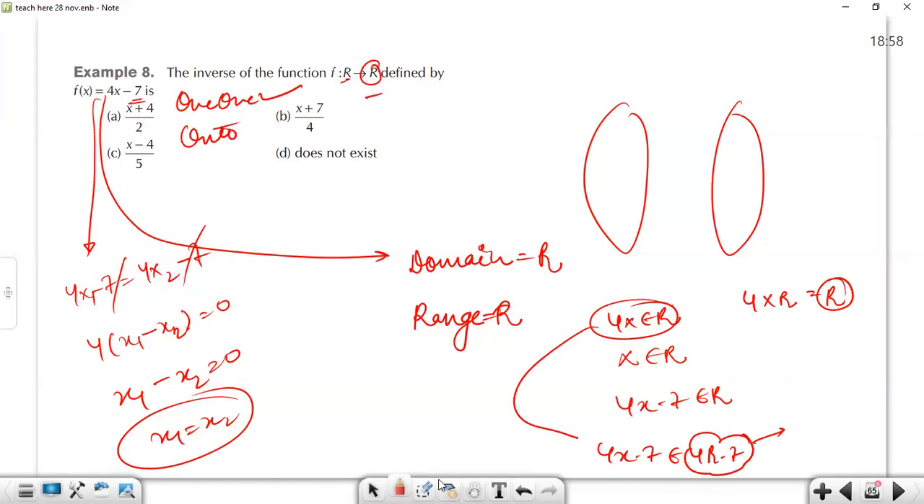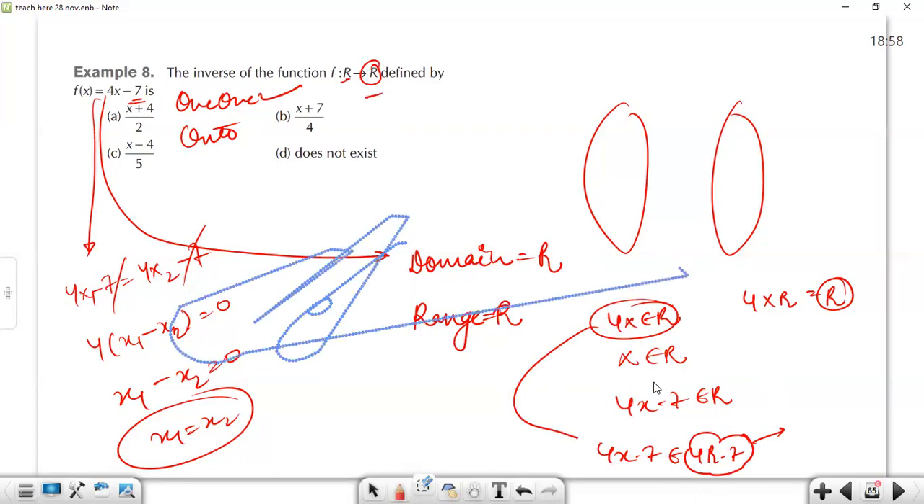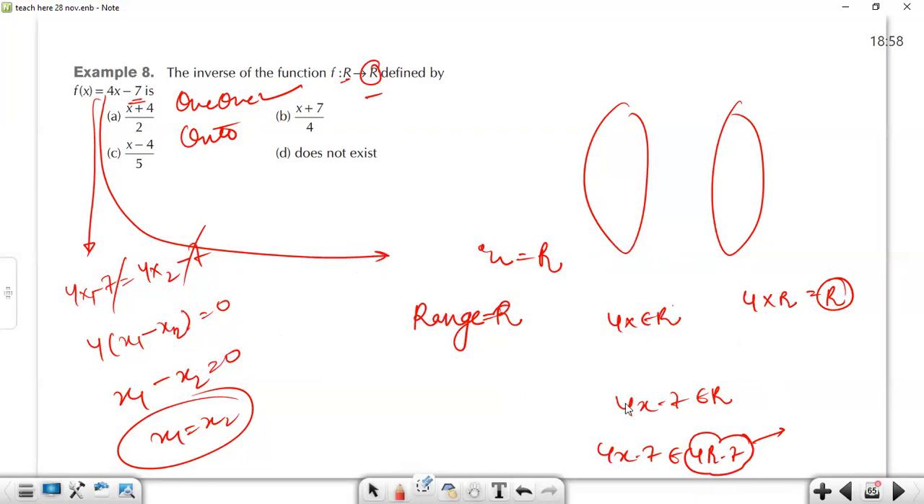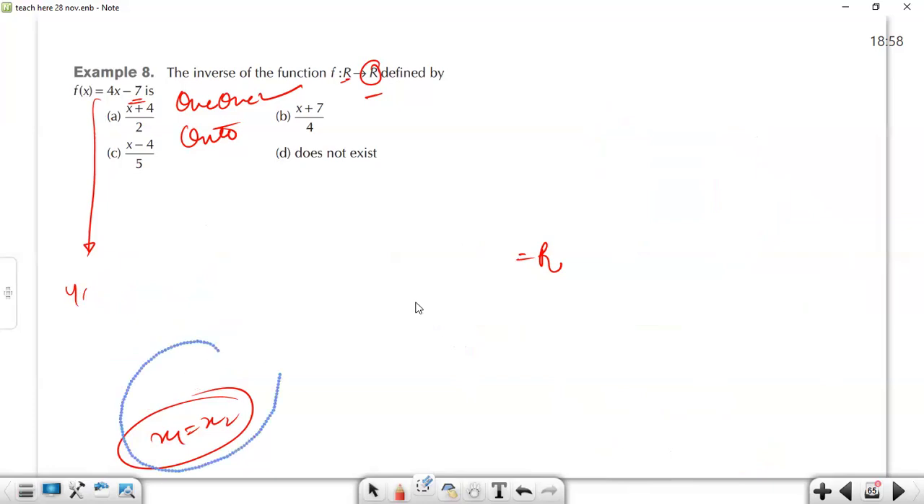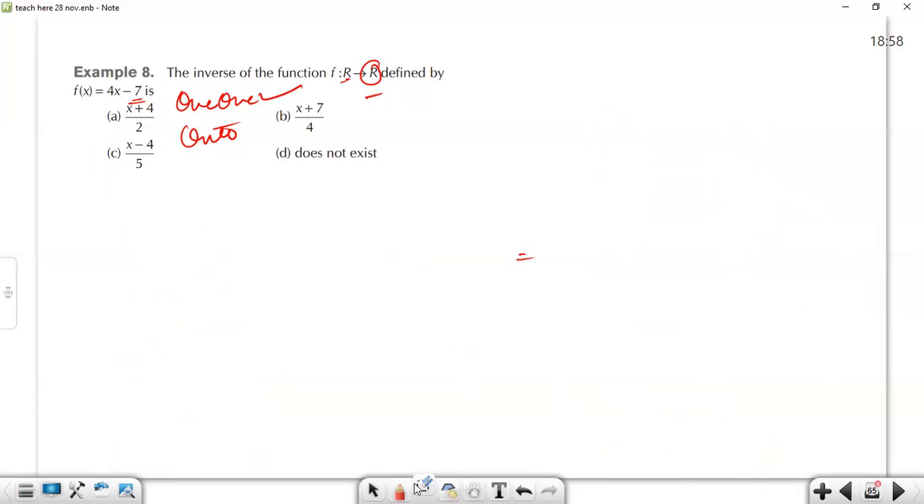Okay, let's now check the inverse function. Let's now find out the inverse of this function. So let f of x be equal to y, and we know x will be equal to f inverse of y. So let's find out the value of x here.